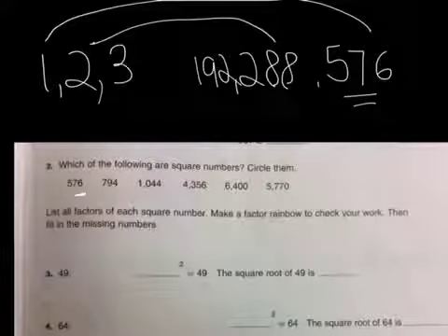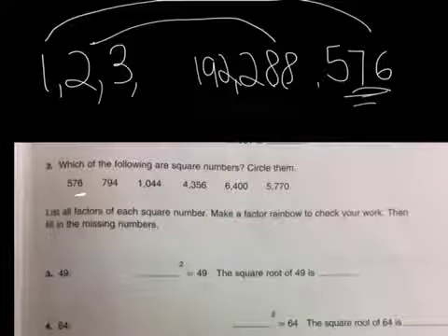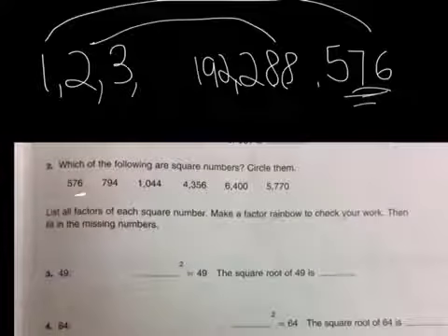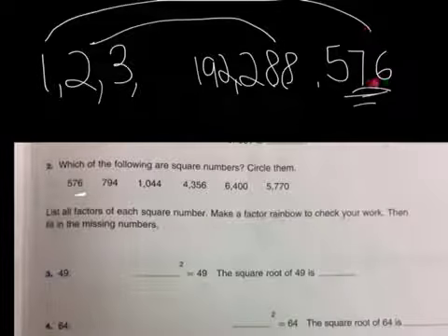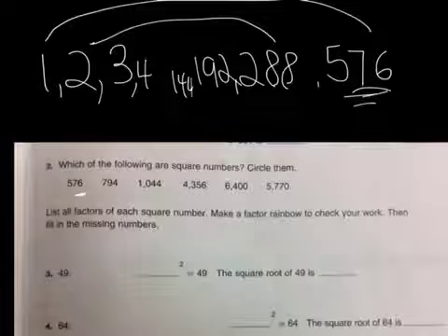Okay? Is it divisible by 4? Well, are the last 2 numbers divisible by 4? Well, let's see. 76 divided by 4 is actually 19. 19 times 4 is 76. So yes, this will be divisible by 4. 576 divided by 4 is 144. Okay? I'm going to run out of room to continue.